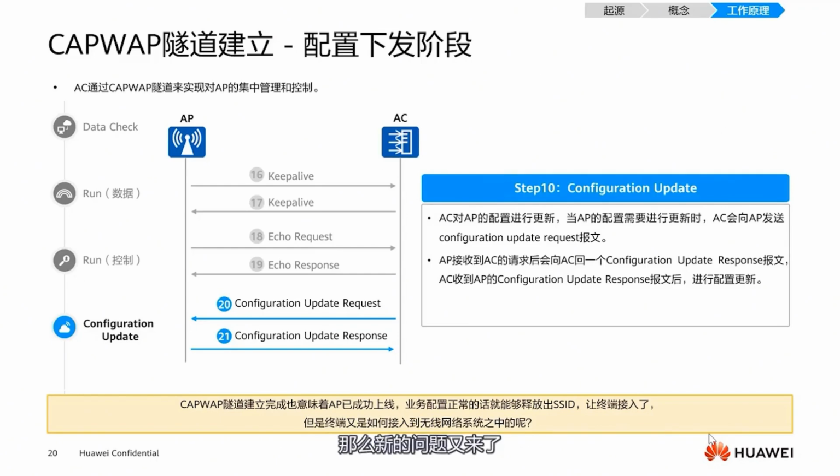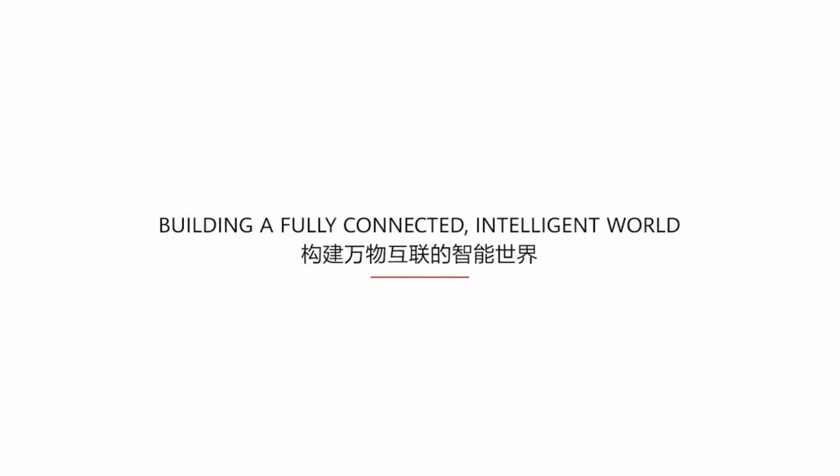This part explained the process of establishing the CAPWAP tunnel. Now, a new question arises. Now that the AP is broadcasting signals, how does the AP broadcast these signals? And how do the terminals see the AP's SSID? And how can the terminals access the wireless network? These topics will be discussed in our next segment.